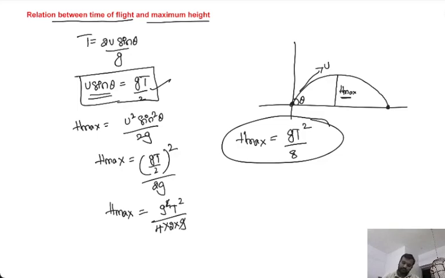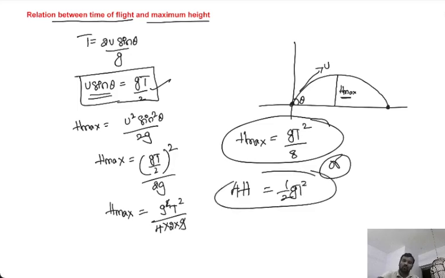Or, 4h is equal to 1 by 2 g t². This is also one more formula for the relation between time of flight and the maximum height.